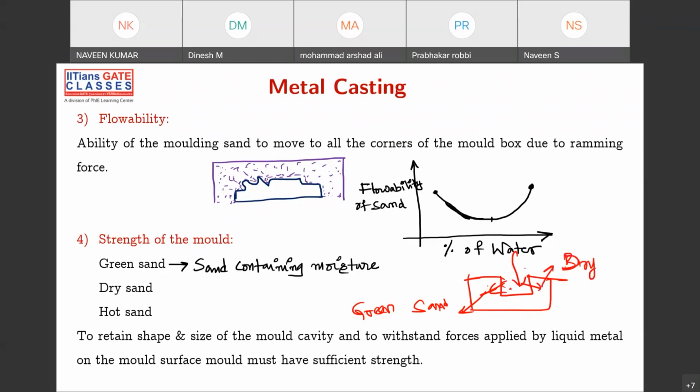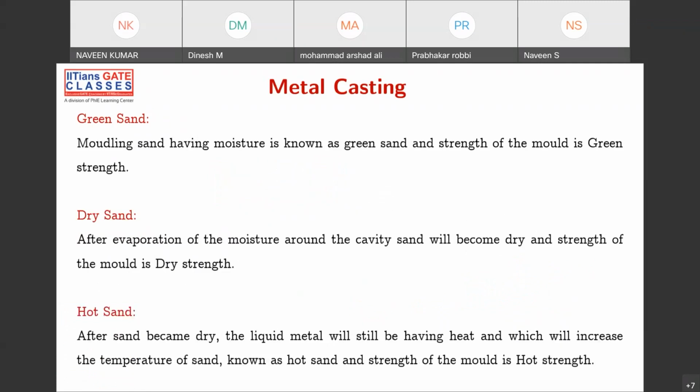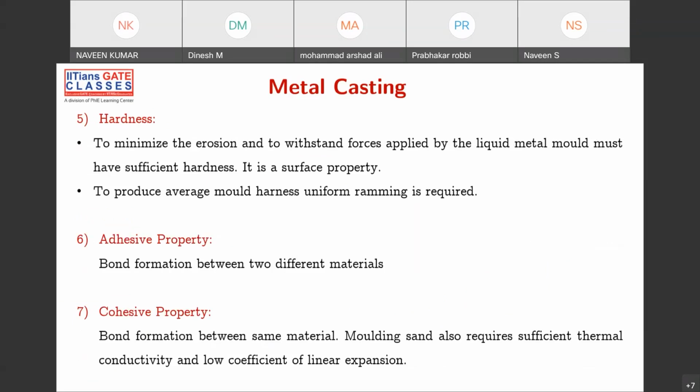Because all the moisture will be lost because of the heat that you are pouring of liquid metal. Then also the strength should be there. After that, this is getting heated up and it is becoming hot. After that also, it should withstand the casting that you are pouring. Because of that, 3 different strengths are important: green strength, dry strength, and hot strength. Okay, fine. Next is hardness.